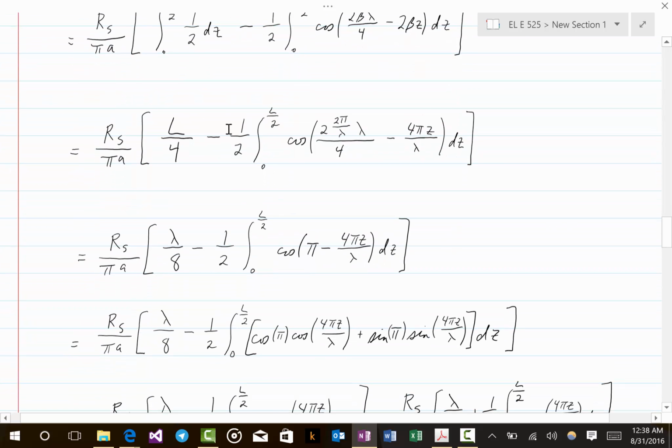Now, coming down, L, the length of the half-wave dipole, is half a wavelength, so that's lambda over 2, and lambda over 2 divided by 4 will give you lambda over 8. And then we bring down this, and bring down all this. Now, notice that 2 times 2 pi over lambda, well, the lambdas here will cancel, and then we have 2 times 2 pi is 4 pi divided by 4. So we just have pi and then minus 4 pi z over lambda dz.